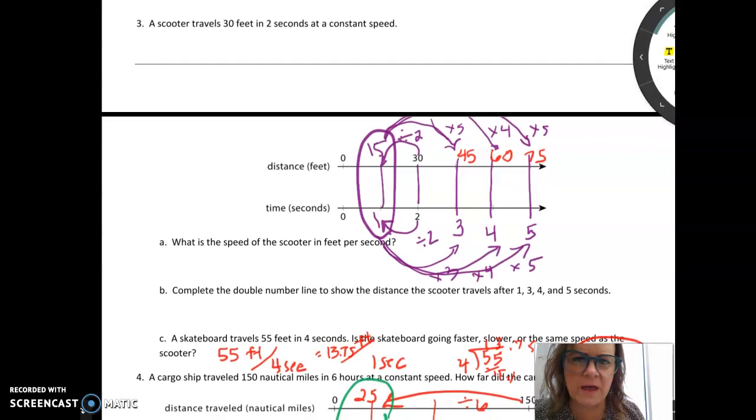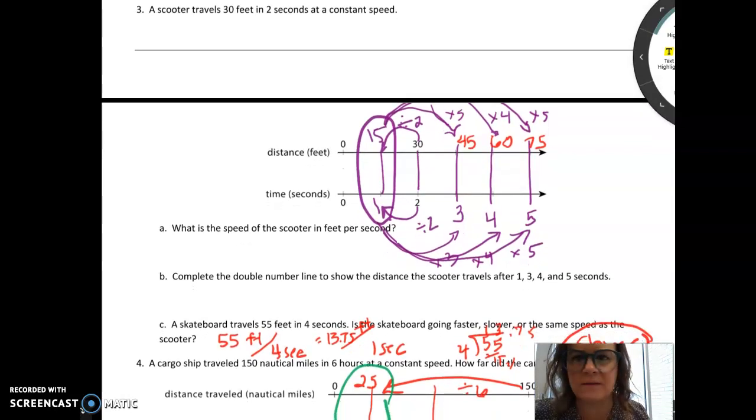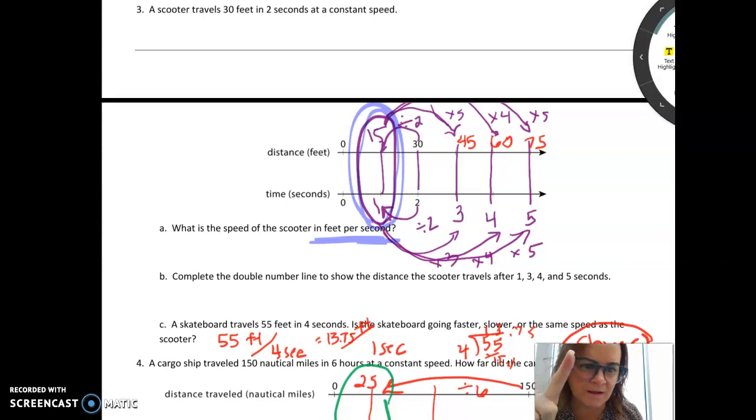In number 3, we're looking at a double number line problem, just to kind of review that from the last few lessons. So this one's about a scooter, and we had to figure out the speed of the scooter per second. So right here where it says per second, that's where we're getting our unit rate, our distance per 1 second. And to get that, I knew that in 2 seconds the scooter would go 30 feet, so I just divided both of those by 2, and I got 15 feet per second.